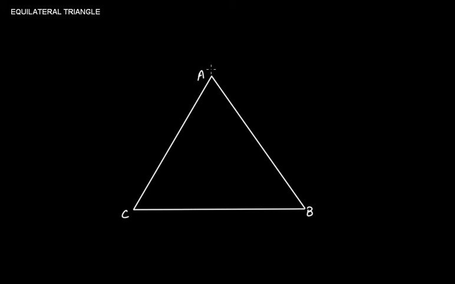We have this triangle ABC here, and in this triangle, all the sides are equal. AB is equal to BC is equal to AC. So all these three sides are equal, and if you find any such triangle where all the three sides are equal, then such triangle is an equilateral triangle. Okay, so what's the condition? All the three sides should be equal.